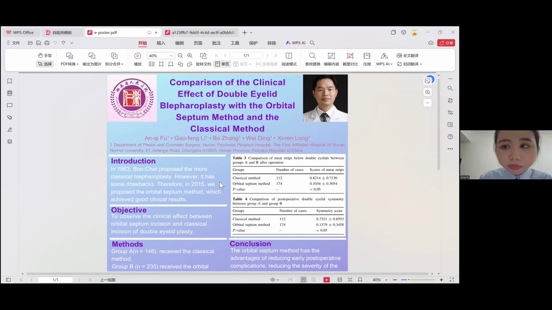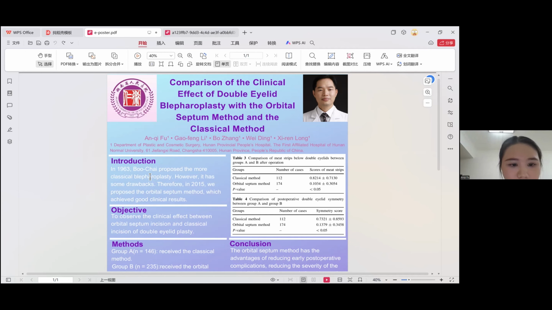I come from Hunan Province, China. And I'm very honored to speak at the conference today to introduce my thesis. Next, I will explain the main aspects highlighted on the poster.